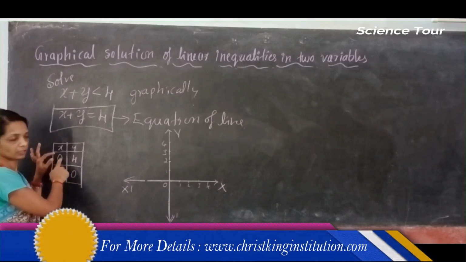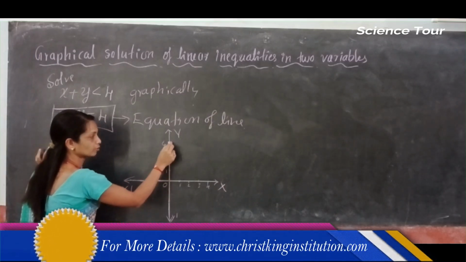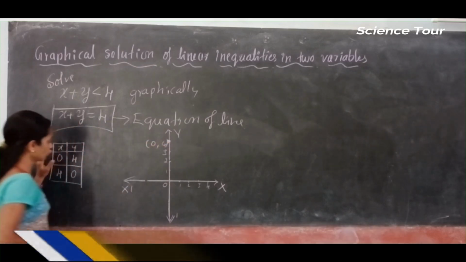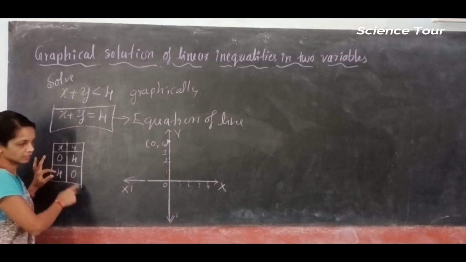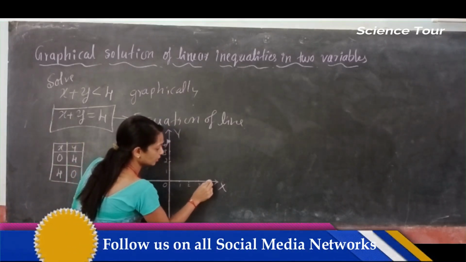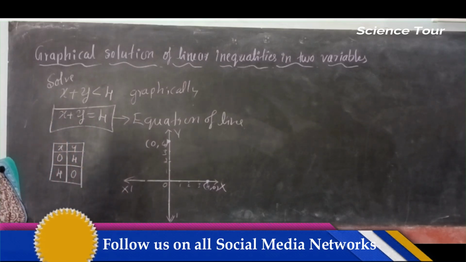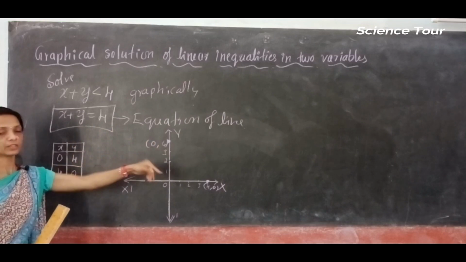First point is 0, 4. At the 0 line you have to move up to 4. Here it is, this is the 0, 4 point. Next point is 4, 0. The 4, 0 point is on the x axis, here. This is point 4, 0. After that, to get this line, you have to join those 2 points.